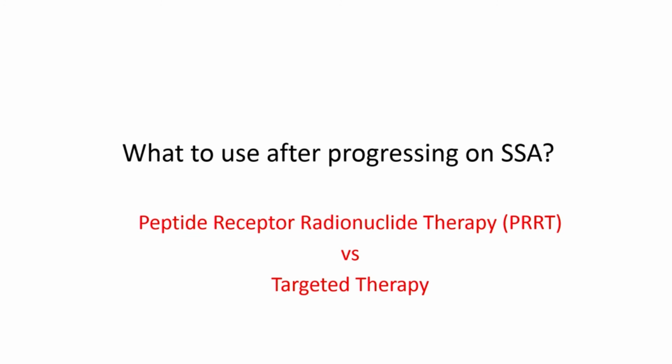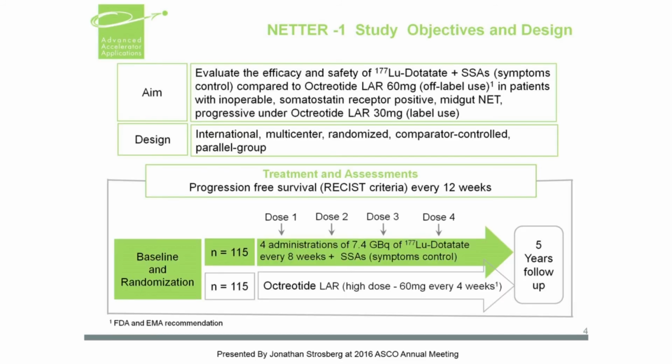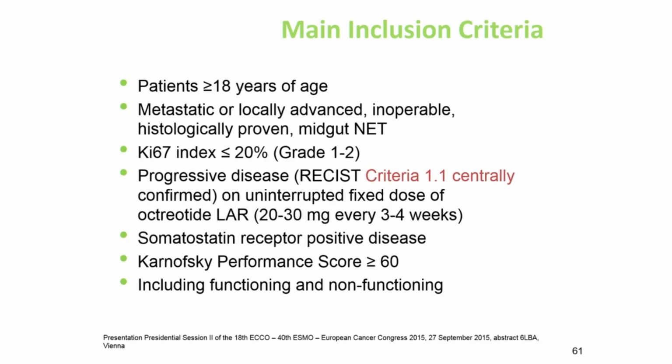So here is some of the exciting new data about peptide receptor radionuclide therapy, so-called PRRT, and a bit on targeted therapy. So recently published is the NETTER-1 clinical study. And what this study did is it took patients with progressive neuroendocrine tumors that had progressed on Sandostatin LAR and randomized them to a higher dose of octreotide LAR or lutetium-177 dotatate. And again, I'm not a nuclear medicine specialist, but I spent a lot of time with them. Patients received 4 doses of this and were followed for a number of years.